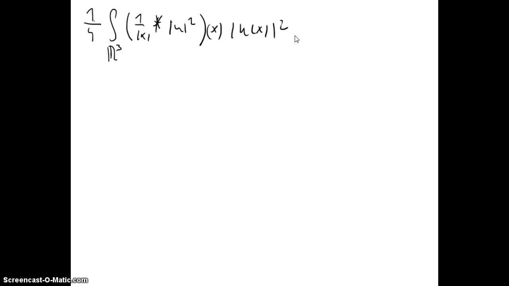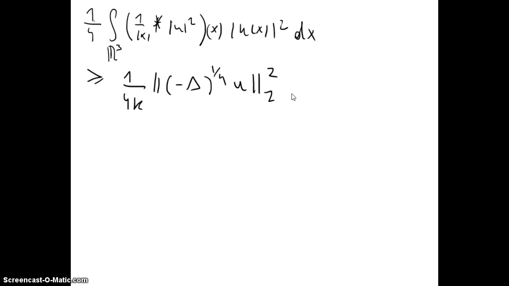The other inequality that we want to see is that 1/4 the integral over R3 of 1 over |x| convolution u squared, times u(x) squared dx, is greater than 1 over 4k, and we'll see where this k came from, times the norm of minus Laplacian 1/4 u squared 2, times u squared 2.